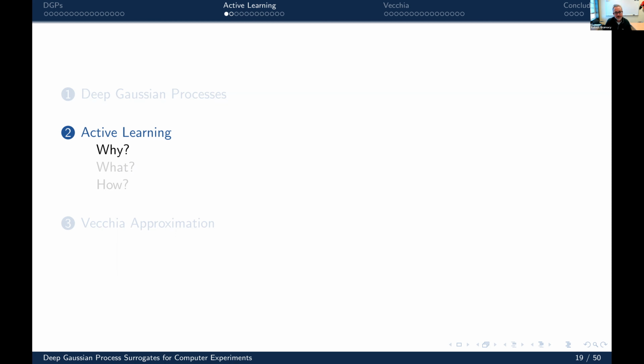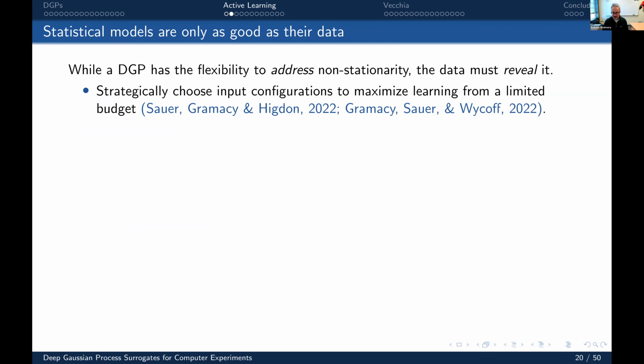Okay, active learning. So this model is very flexible and it can handle non-stationarity. But now you need to make sure that you have enough data or the right data in order to reveal that non-stationarity. That's just a complicated way of saying if I don't have a big enough data set, or if I don't have my data organized in just the right way, then even having this very flexible model isn't going to be helpful to me because I'm not going to have observed the rich structure that I'm trying to learn with my deep Gaussian process.